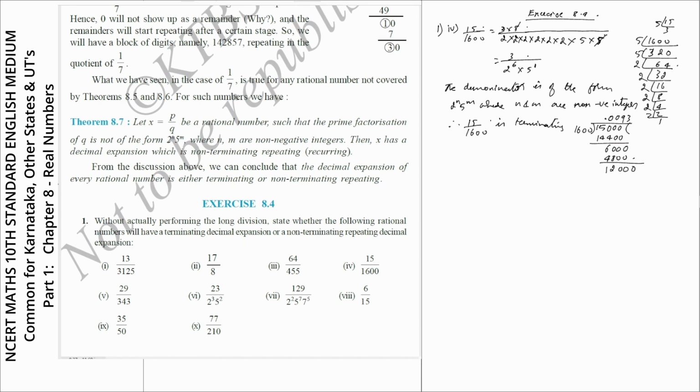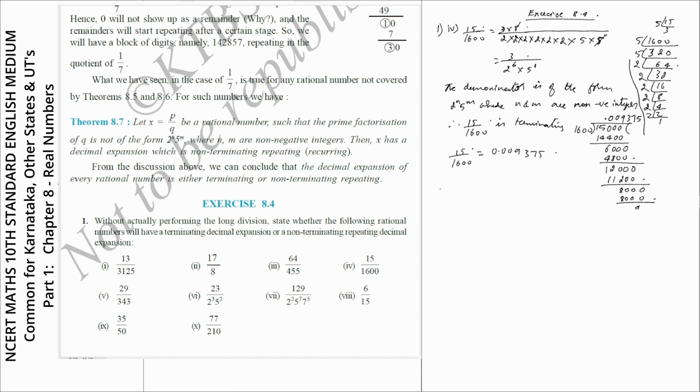Now into 7 I'll get 11200, so 800 will be remaining. I'll put one 0. Now 1600 into 5 is 8000. So 15 by 1600 is 0.009375.